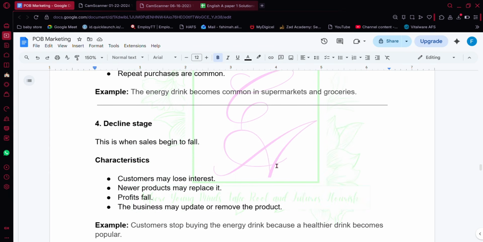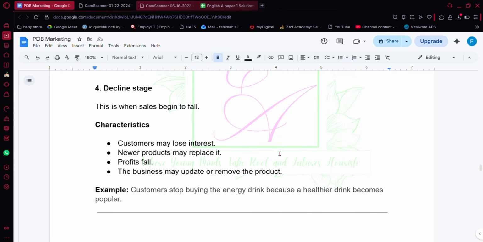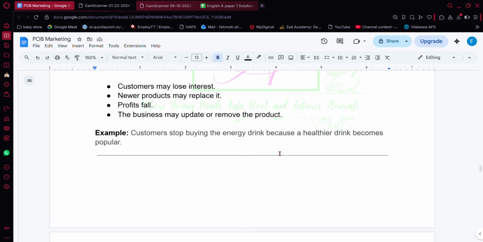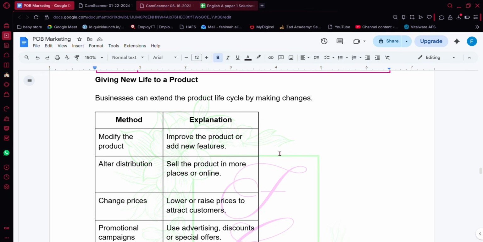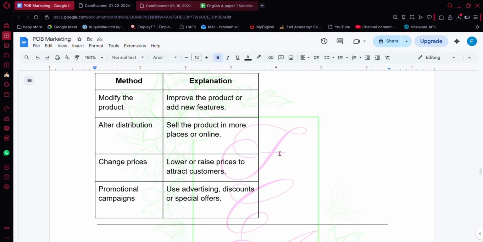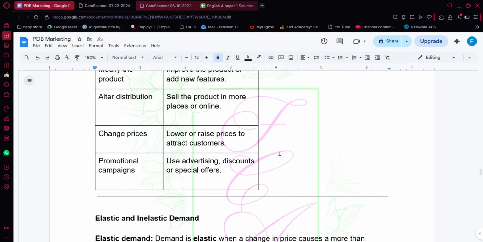Decline stage. This is when sales begin to fall, so the customers may lose interest, a newer product may replace it, profits fall, the business may update or remove the product. Then you could also give life to a new product, so the businesses can extend the product life by making changes. You could modify the product, alter the distribution, change the prices, or have promotional campaigns.